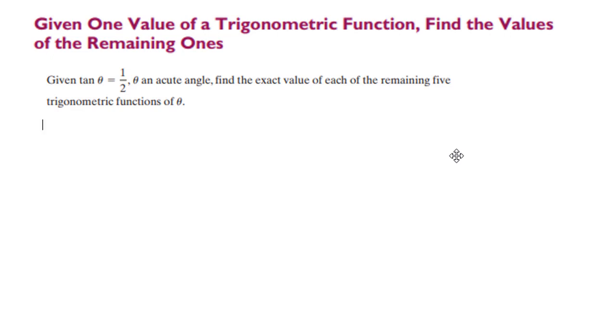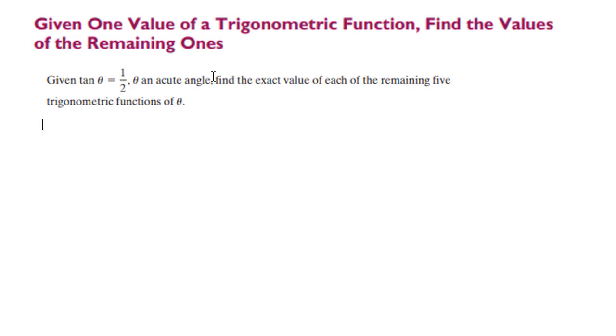Now let's try to solve an exercise. Given one value of the trigonometric function, find the values of the remaining ones. Given the tangent of theta is equal to 1/2, theta an acute angle, find the exact value of each of the remaining 5 trigonometric functions of theta. Why is it important to know theta is an acute angle? Because if theta is an acute angle, it means we're in the first quadrant.